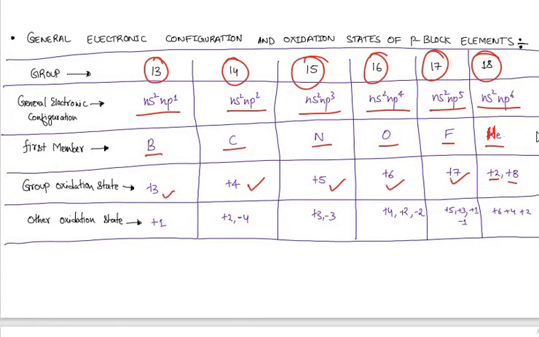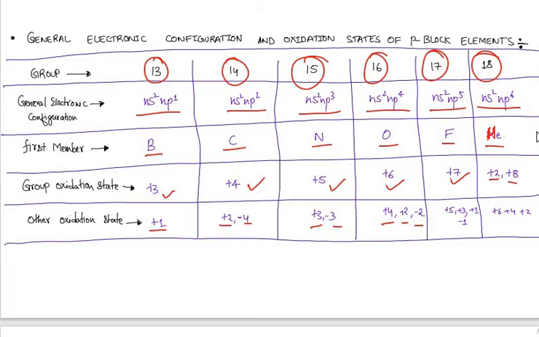The elements showing other oxidation states are: +1 for group 13. For group 14, +2 and -4. For group 15 it is +3 and -3. For group 16 it is +4, +2, -2. Sometimes it is -1, +1, -1/2, as we know in the case of peroxide and superoxide, which is already discussed.